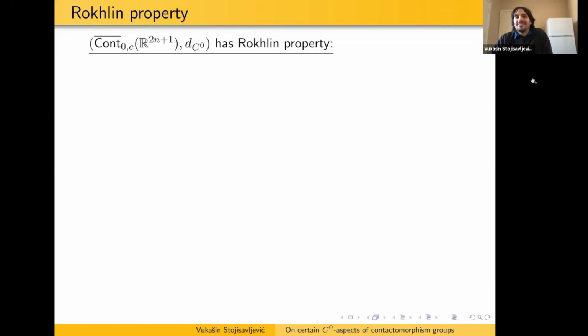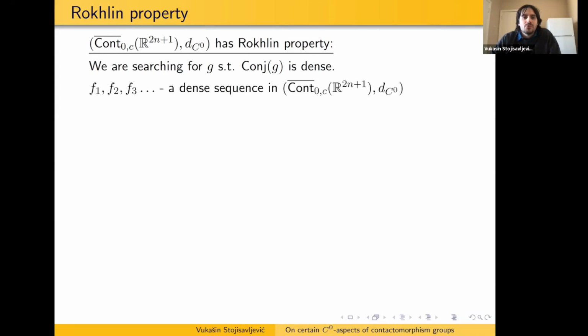Okay, so let's see how this has the Rokhlin property. We are searching for a g such that the conjugacy class of g is dense. That's what we need to do in order to prove the Rokhlin property. So first of all, we start from a sequence which is somehow dense inside the group. We pick any one we wish.